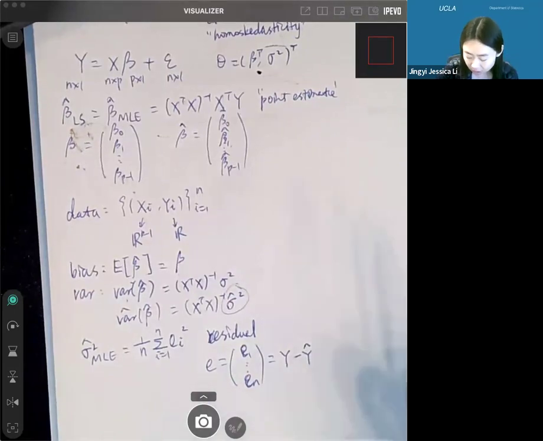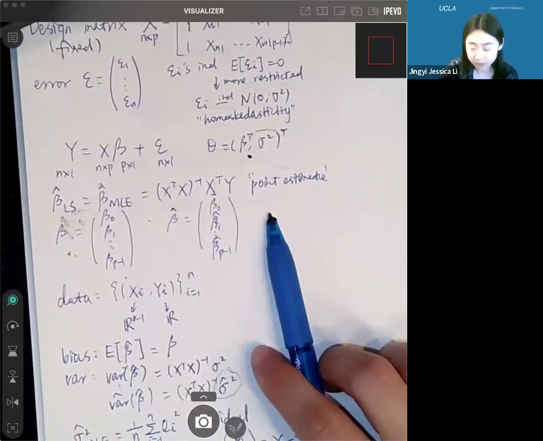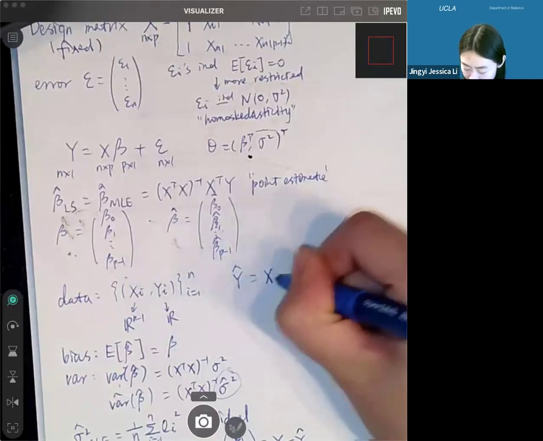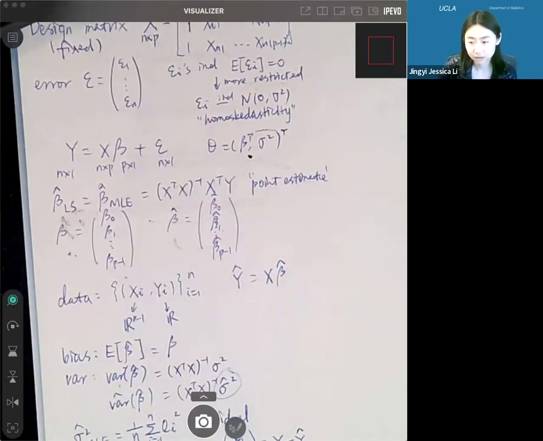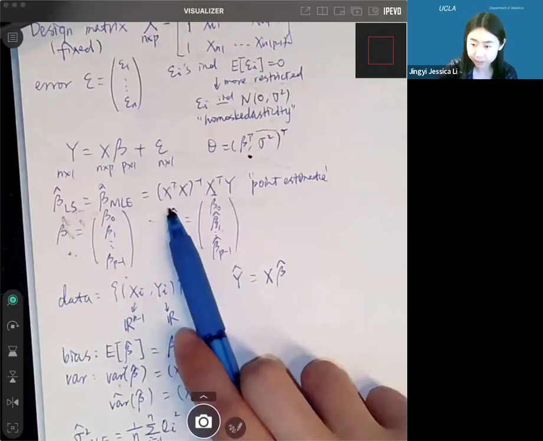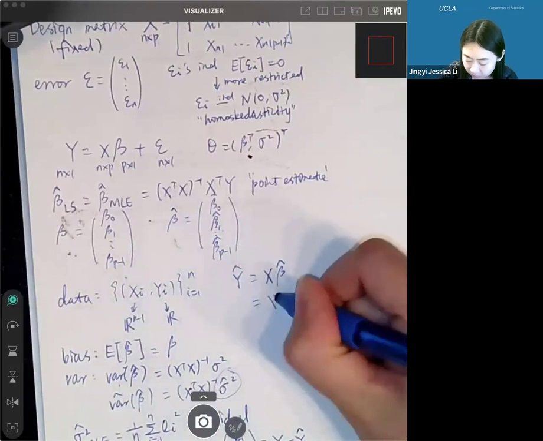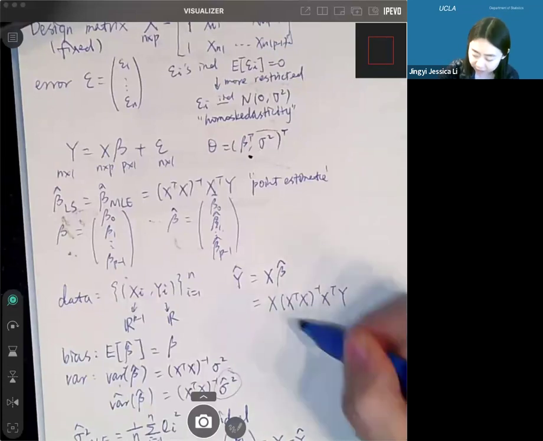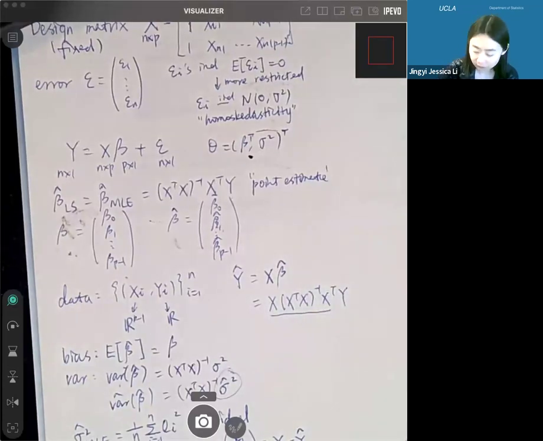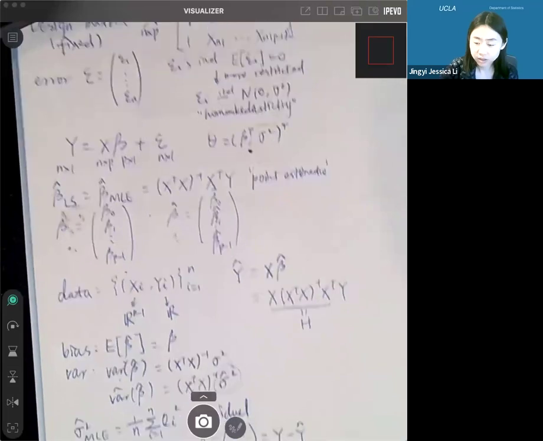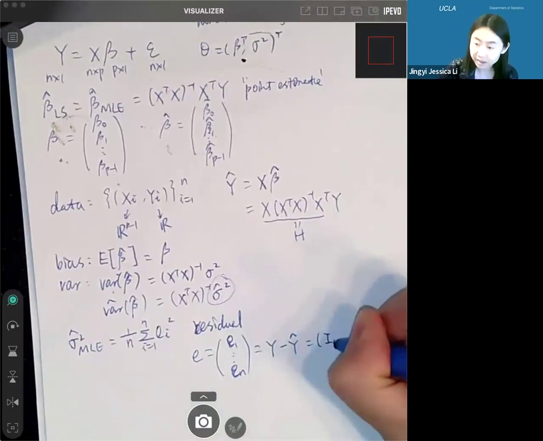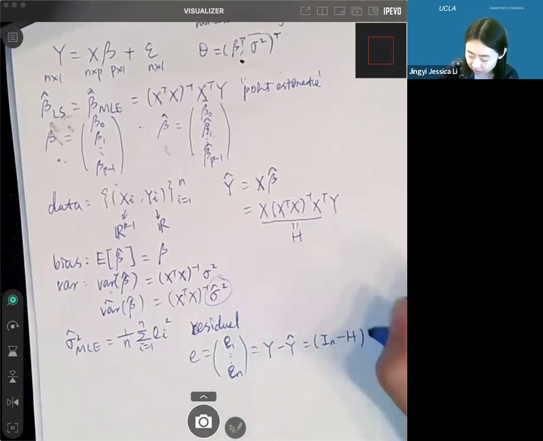Coming back here, one thing we haven't said today, but we said it last time, is that given your parameter estimate, your Y hat is just defined as X beta hat. Given the formula for beta hat, Y hat is just X times X transpose X inverse X transpose Y. We give the part before Y a name, the hat matrix. So Y hat is just H times Y. Therefore, the residuals are naturally the n-dimensional identity minus the hat matrix, times Y.